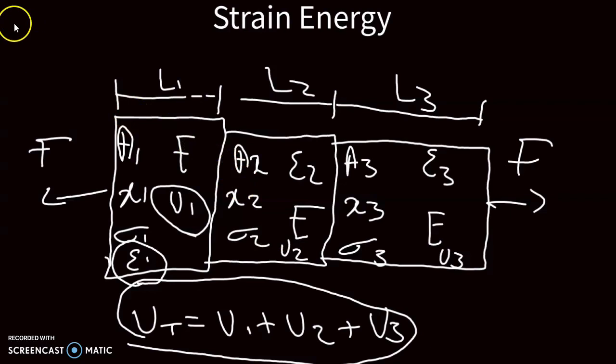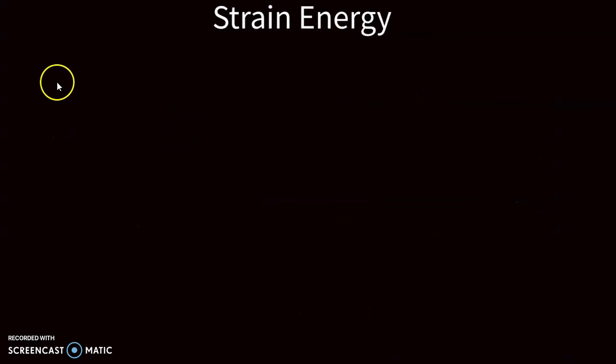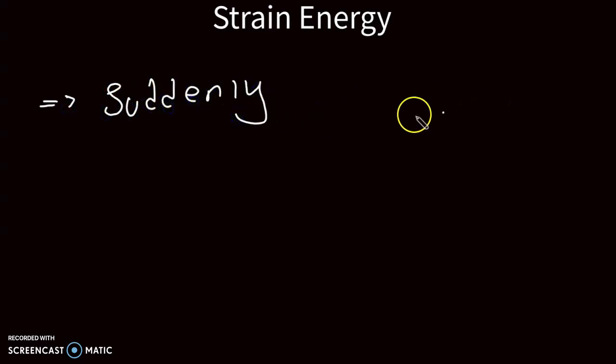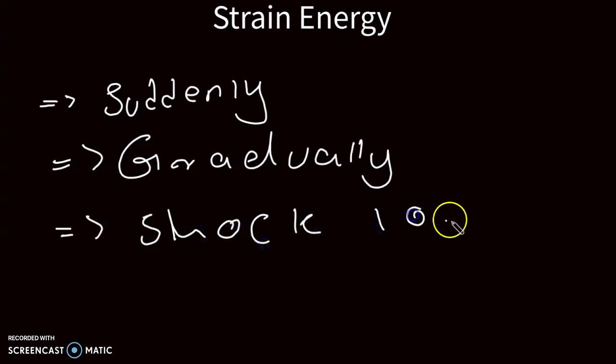Then we have 3 ways in which a force can be applied to a body. It can either be a suddenly applied load, a gradually applied load, or the last one, which is shock load. In our next lessons, we are going to cover these 3.